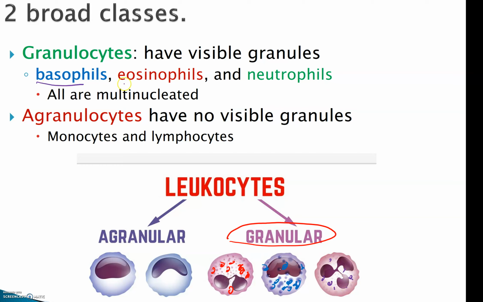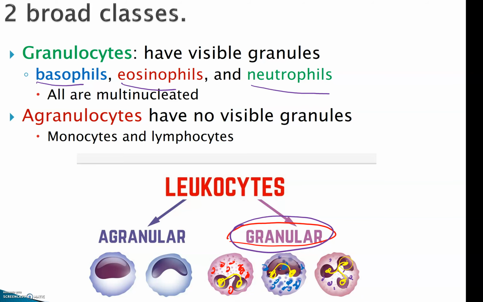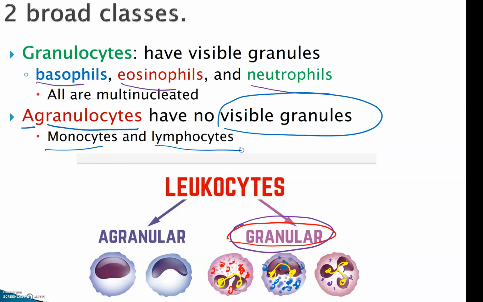So basophils, eosinophils, and neutrophils all are granulocytes. They have visible granules. And if you notice, they have multi-lobed nuclei too. Here's my multi-lobed eosinophil nucleus, my multi-lobed neutrophil nucleus, and my multi-lobed basophil nucleus. Now the agranulocytes, they don't have visible granules. These are the monocytes and the lymphocytes.